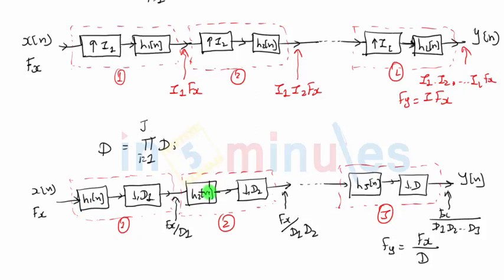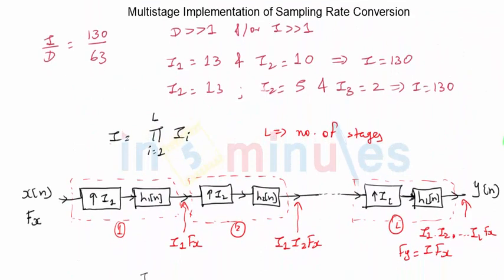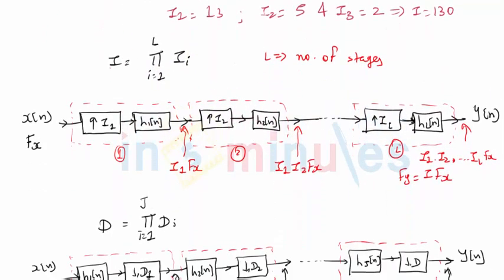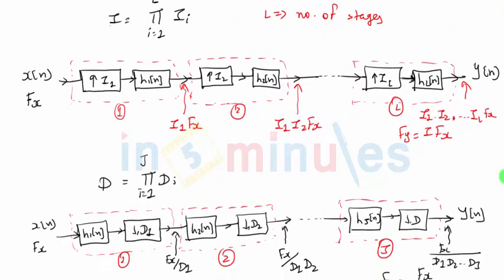So now on this whole topic of multi-stage implementation of sampling rate conversion, there can be a small theory question, where you have to explain the concept of multi-stage implementation, and you have to draw these two diagrams and explain how interpolation and decimation will be carried out. Now there can also be numericals based on this multi-stage implementation. So let's go through a few important numericals that can be asked.